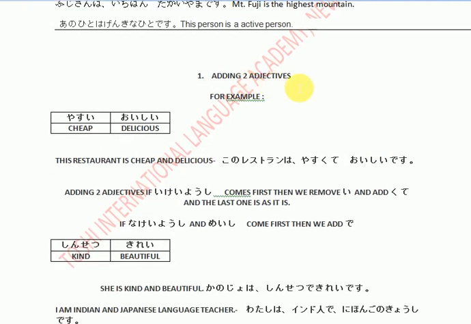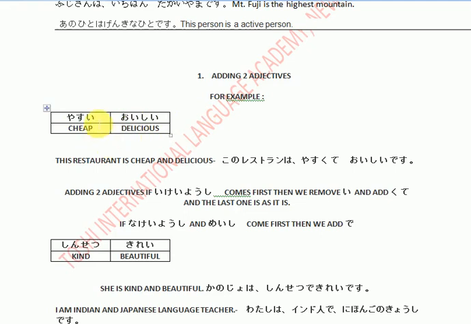Now, we learn here how to add two adjectives, or three adjectives. Like here, there are two adjectives, yasui and oishii. We describe something as cheap and delicious, tasty. So there are two adjectives here.